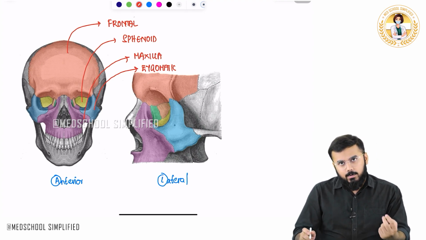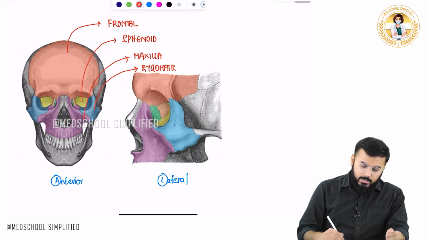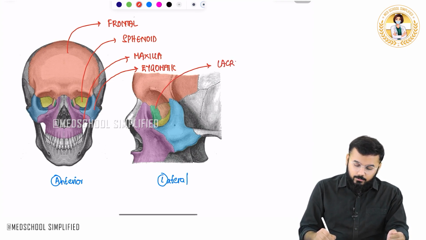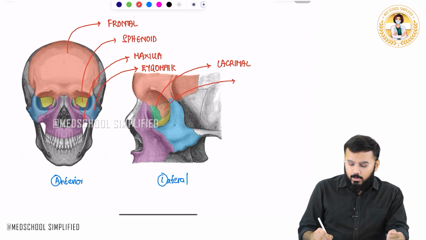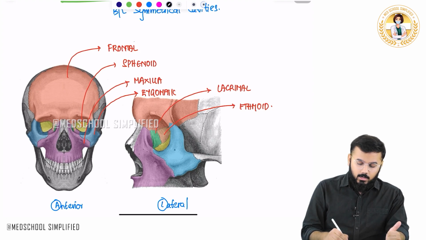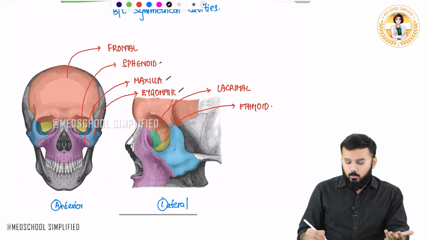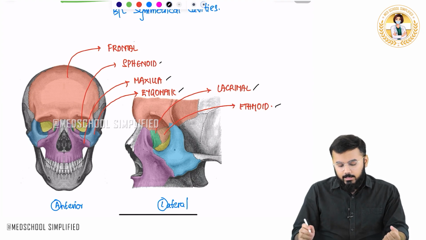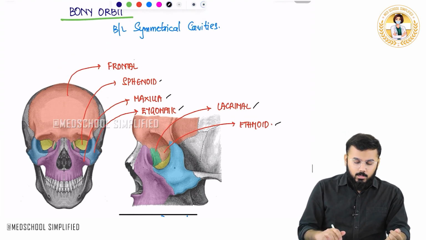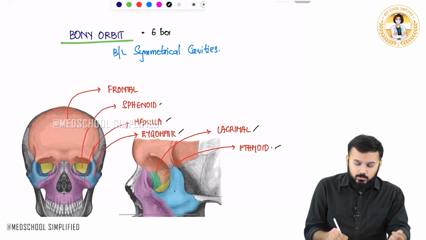From the lateral side there are two more structures that you can view. You see this green color structure over here, which is called your lacrimal bone, and finally this orange color one over here is called your ethmoid bone. So how many bones do we have here which form the bony orbit? We have frontal, sphenoid, maxilla, zygomatic, lacrimal as well as ethmoid. So completely there are 6 bones, and these 6 bones collectively form the orbit.